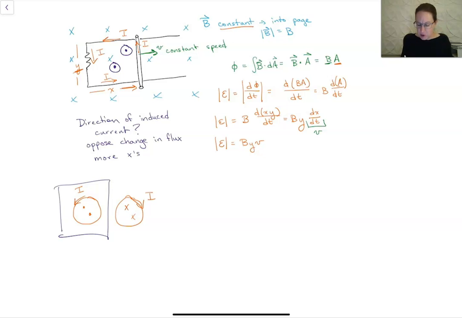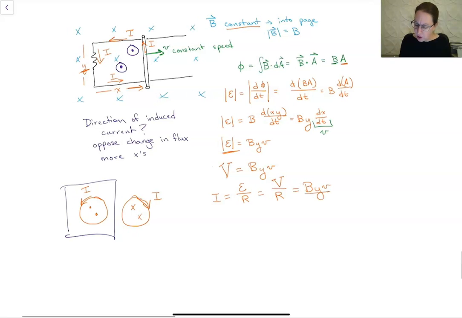And so this is our EMF, or our voltage, if you like. I'll use a capital V. Our voltage is B times Y times the speed v. And so our current would just be our EMF over our resistance, or our voltage over our resistance, and that would be B Y v all over R. We would have some numbers that we could put in. Okay, great.